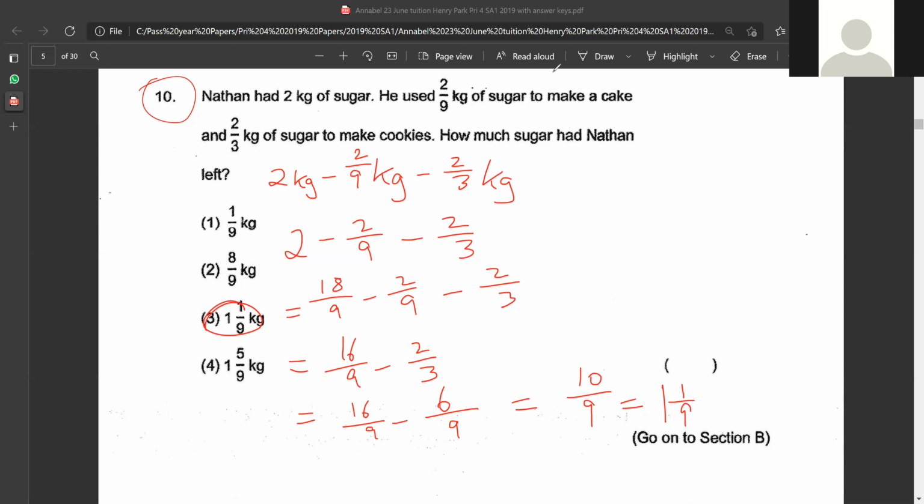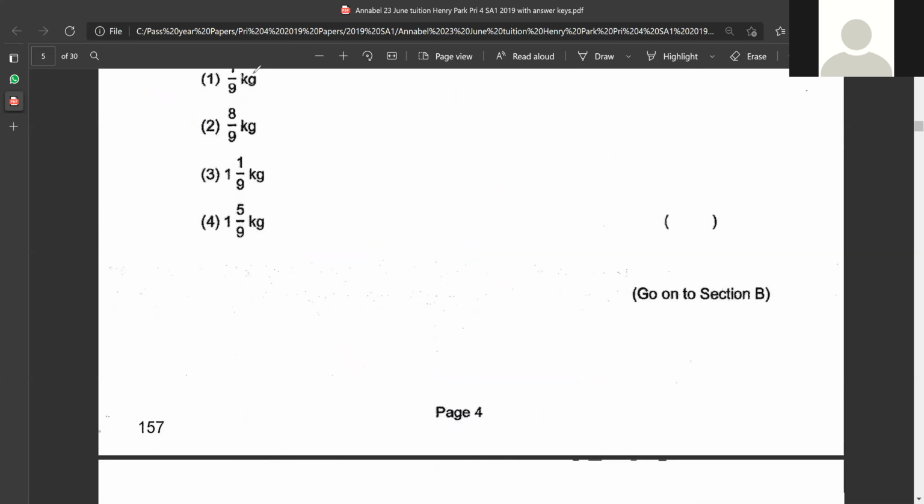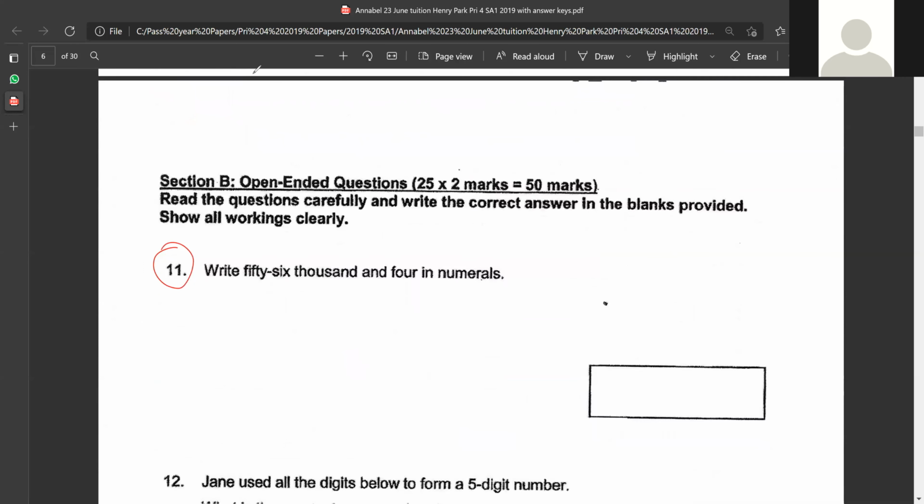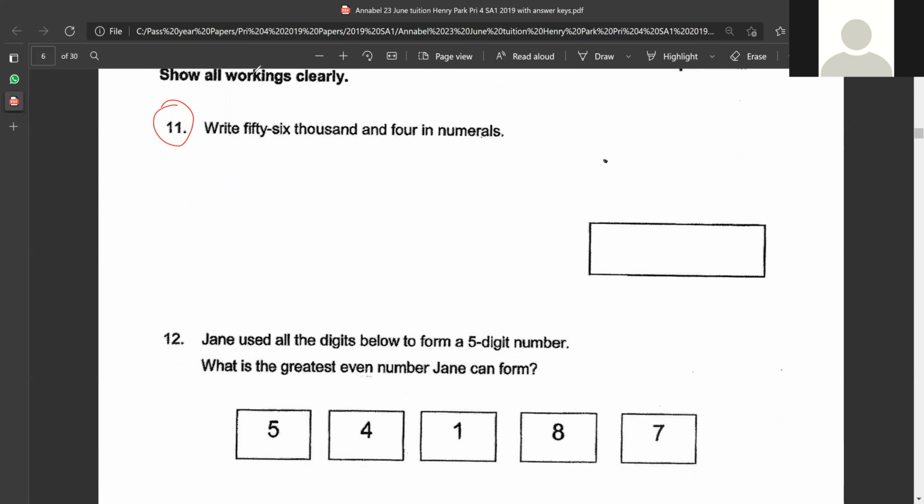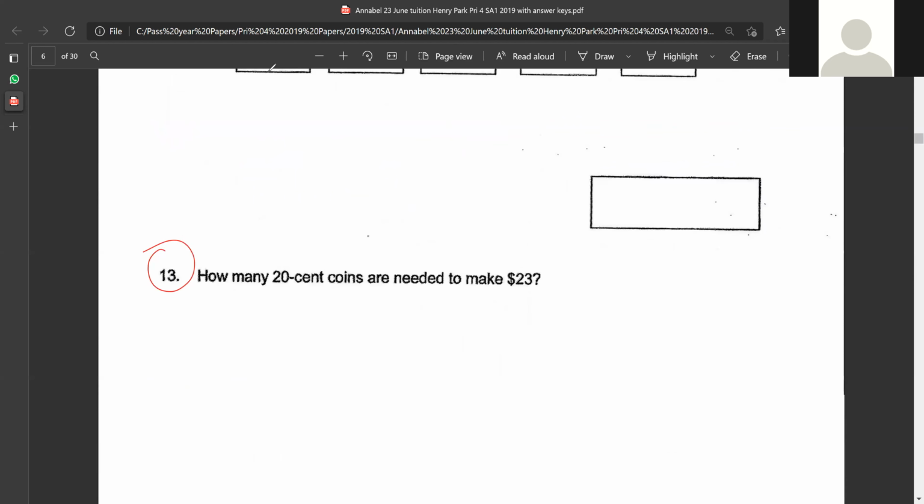Okay. Question 11. This one you can't do. Write out the number. I forgot to add one more zero. So no need to go through. 56,004. You missed a 0 in the center, right? Yeah.